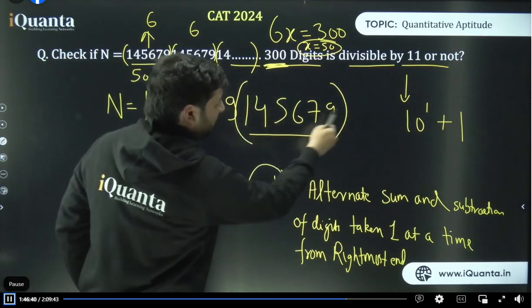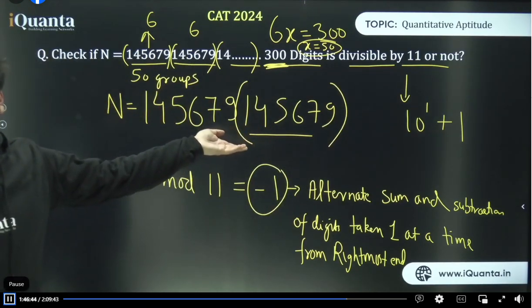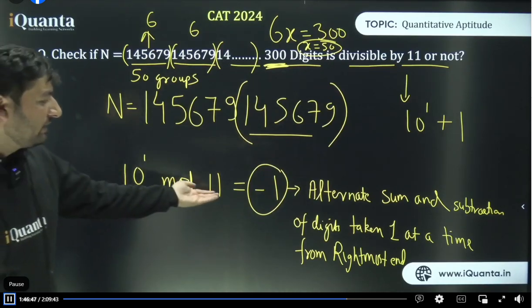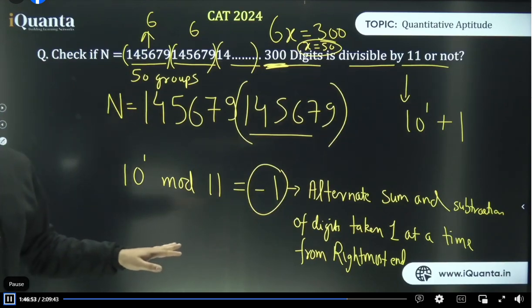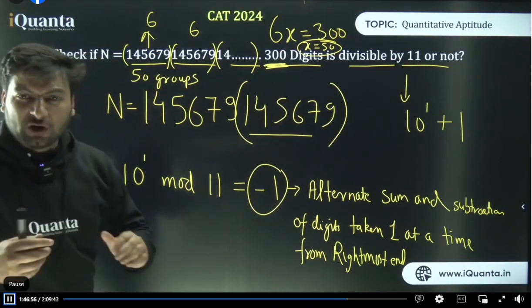The last set of digits will be 1 4 5 6 7 9, isn't it? 10 mod से समझ में नहीं आ रहा. देखो 10 mod 11 यानी कि आपने 10 को 11 से डिवाइड किया. The negative remainder will be minus 1, isn't it? If not minus 1, then we will see something.